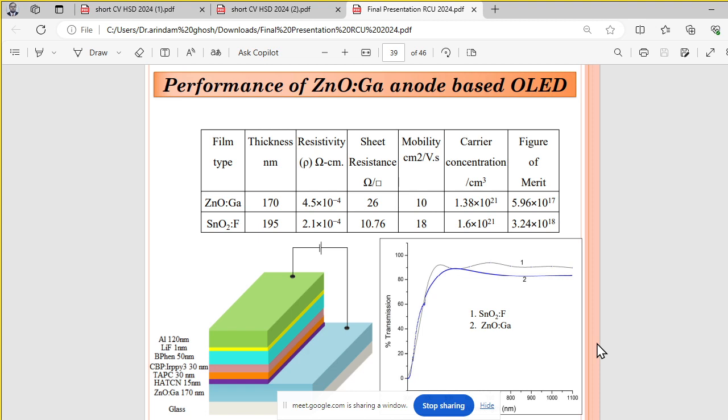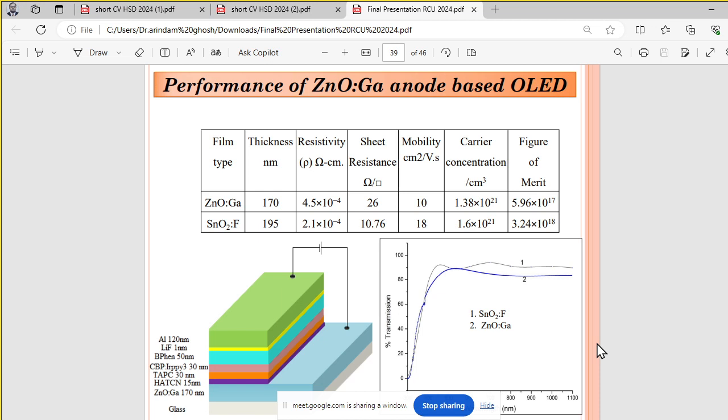Whatever we have fabricated, we deposited the thin films, and this entire fabrication was done in Taiwan. One of our collaborators helped us to fabricate the OLED on our deposited thin film samples.